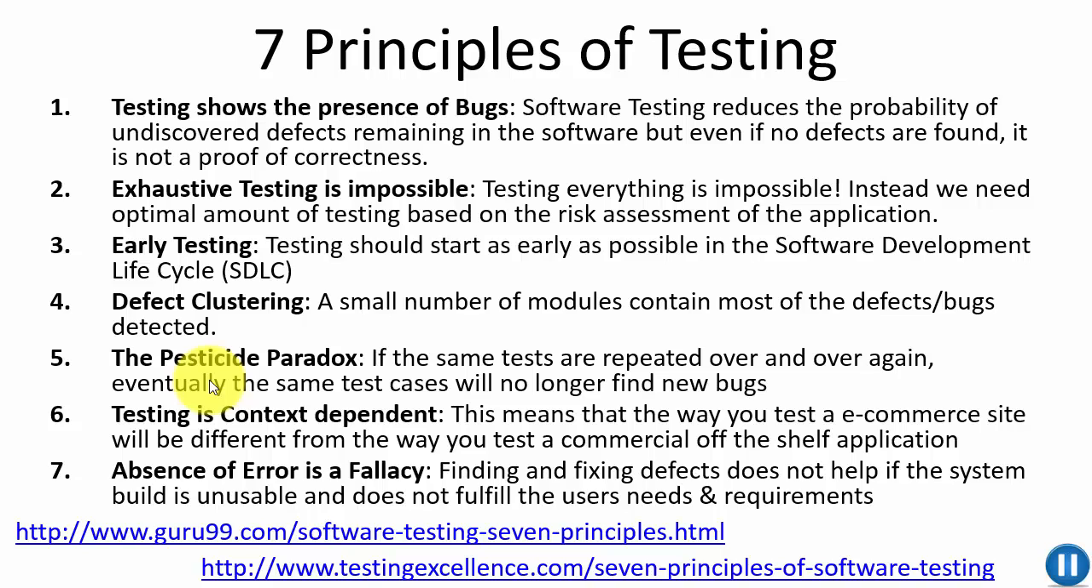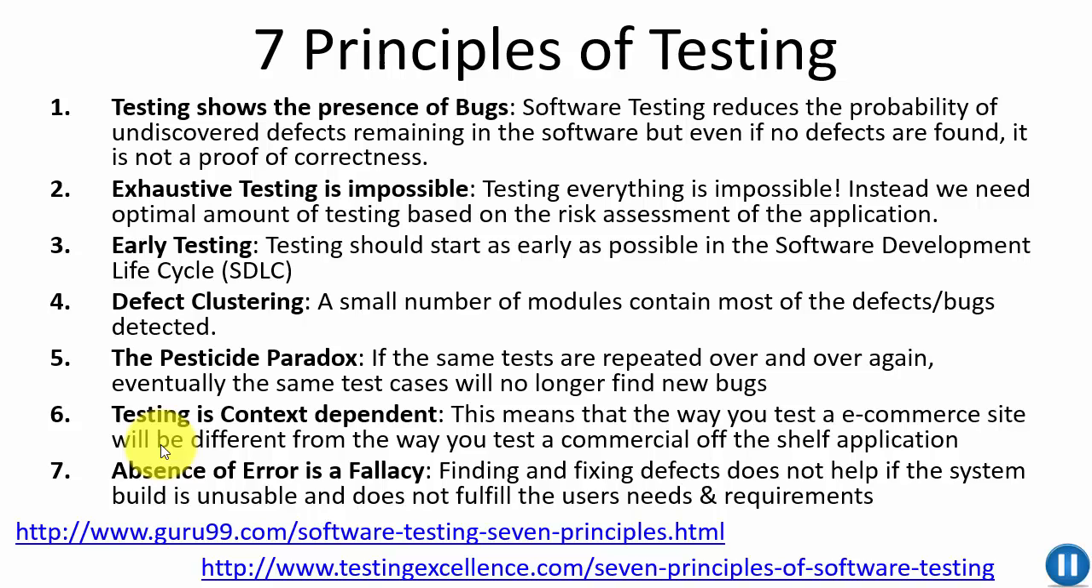Number 5, the pesticide paradox. If the same tests are repeated over and over again, eventually the same test cases will no longer find new bugs. And then, of course, we need to create new test cases in order to find the bugs that are still there.